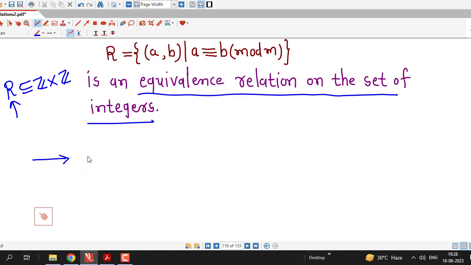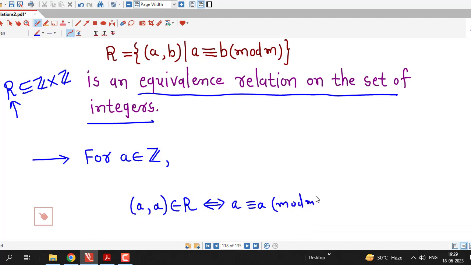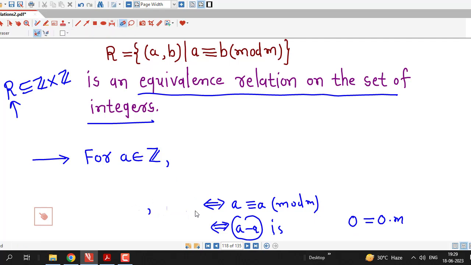First we write for reflexive property. So for that I consider any integer, say A, in the set of integers. For A belongs to Z, I have to prove that ordered pair (A, A) belongs to R. That is, I have to show that A is congruent to A modulo M, and this is true if and only if A minus A is divisible by M. A minus A is 0, and we can write 0 equal to 0 into M. Therefore 0 is divisible by M, therefore A minus A is divisible by M, and therefore ordered pair (A, A) belongs to R for any A in the set of integers.